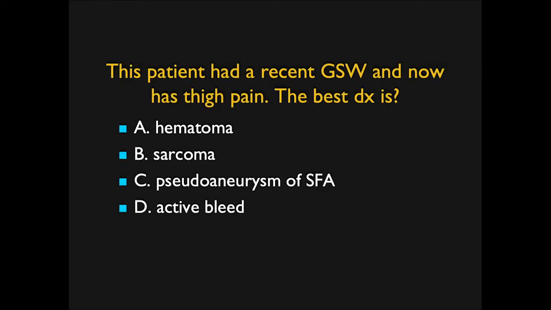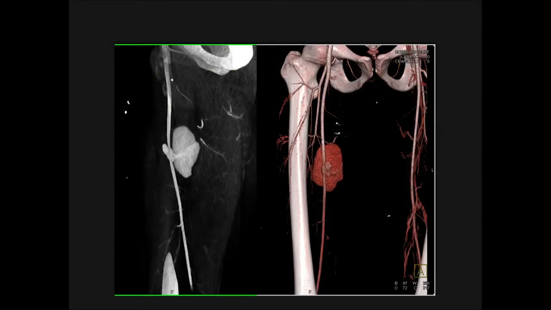This patient had a recent gunshot wound, was discharged, now has thigh pain. What's going on? And they've palpated a mass, and you could see there's an outpouching off the patient's superficial femoral artery. You can see it nicely with MIP and with volume rendering. It's not a hematoma because it's really communicating and enhancing with the vessel. It's not a sarcoma, right? This is a big vascular mass.